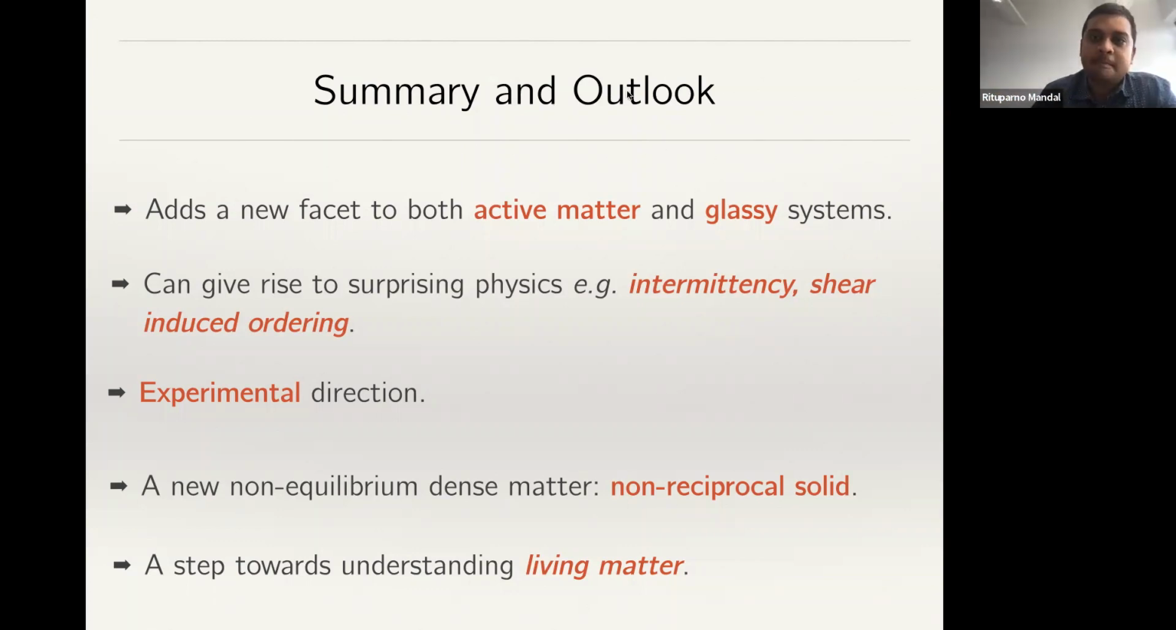Any more questions? So I had one question. In the first example, you've taken the underdamped Langevin description of ABP. If you go to the overdamped limit, which is the typical modeling of ABP, do you expect some of these results to change?